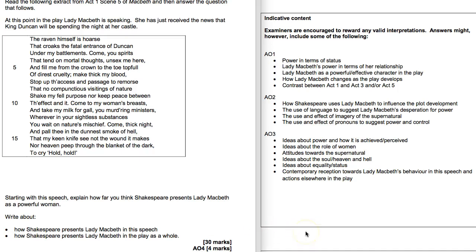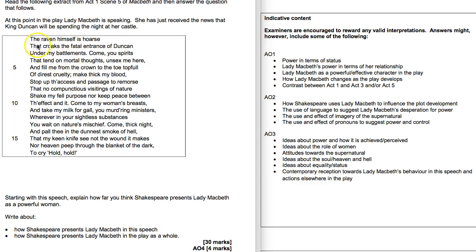Hello and welcome to this video, which I'm going to use to show you how to use the indicative content from the mark scheme to answer every question. We'll use here the question from the specimen paper on Lady Macbeth. I'm going to exemplify the method where you quote from the extract first, and then you relate it to something wider in the play as a whole. And this technique, of course, also works for your 19th century novel.